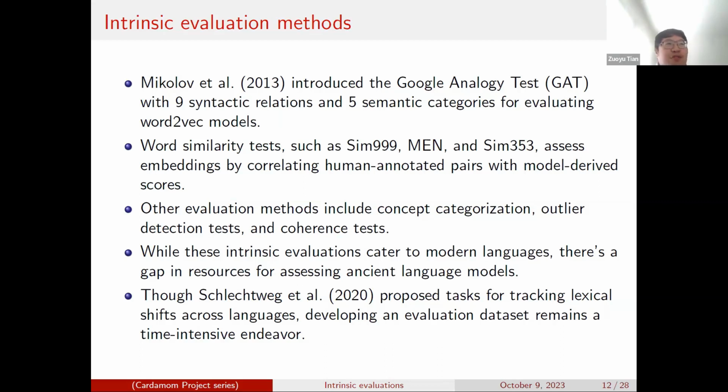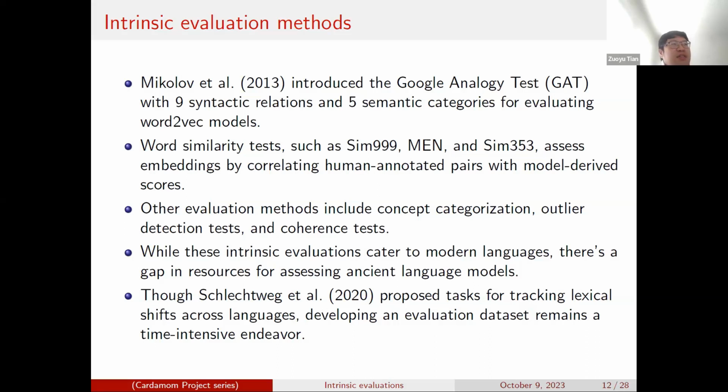And the very first and the most widely used method to test the model's efficiency is the analogy test, which was designed by Mikolov. This analogy test is the Google analogy test, also called GAT, and it contains 9 syntactic relations and 5 semantic categories for evaluating word2vec models.